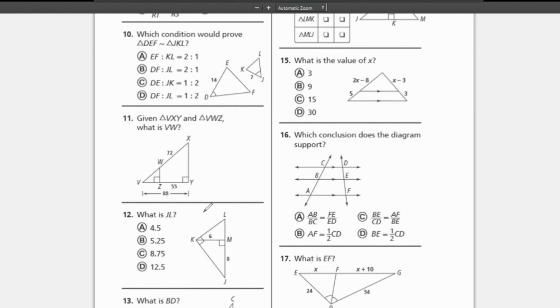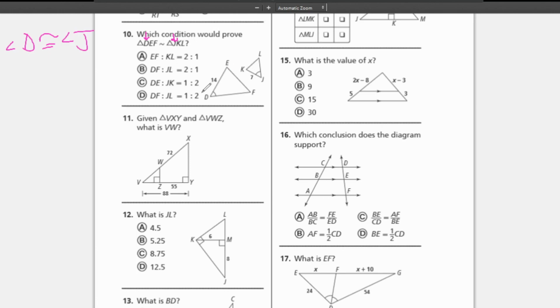Alright, number 10 says, which condition would prove DEF is similar to JKL? And then I get this proportion thing, right? Or this ratio. What I'm going to do, instead of trying to make sense out of all these and then see what I can do, I'm looking at the diagram before I do anything else. I can see that angle D is congruent with angle J. And I can see here that those are corresponding, so that's a good thing.